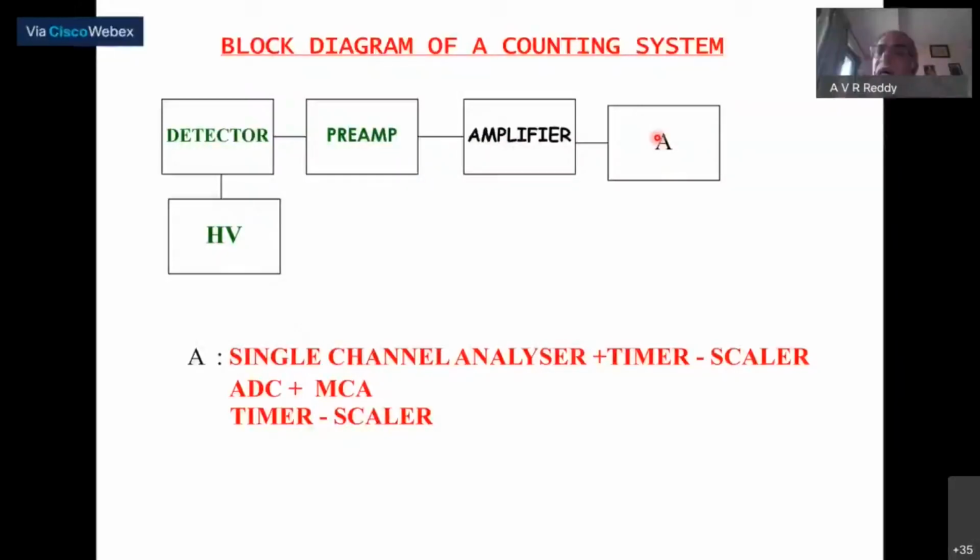A is analyzer. There are a variety of analyzers. It can be a single channel analyzer with a timer scaler, or an analog to digital converter with a multi-channel analyzer, or simply a timer scaler in the case of counters. These are the parts of the block diagram of a counting system.